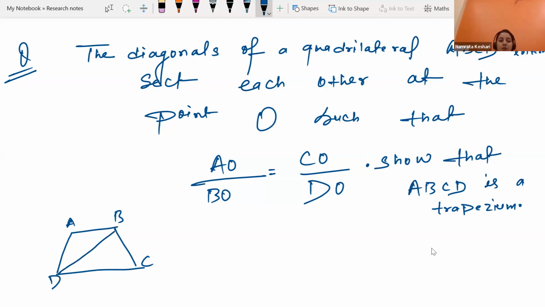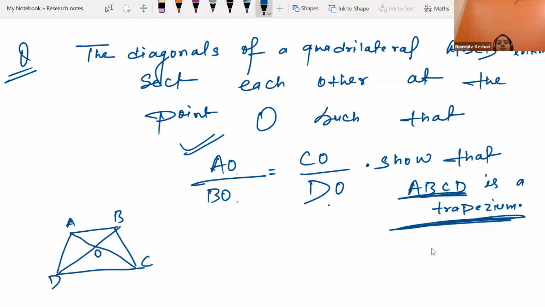The diagonals of this quadrilateral intersect each other at a point O, such that, again it is given, AO by BO equals CO by DO, so that ABCD is a trapezium. Previously it was given that since it is a trapezium, prove this one. Now this is given, and prove it's a trapezium. Are you getting it? It is just the converse of the previous theorem. Yes or no?